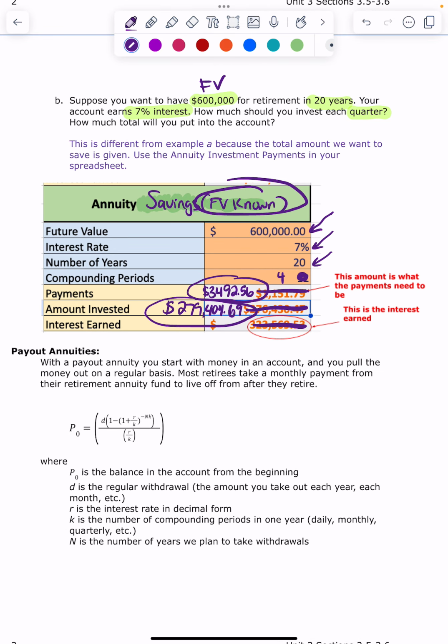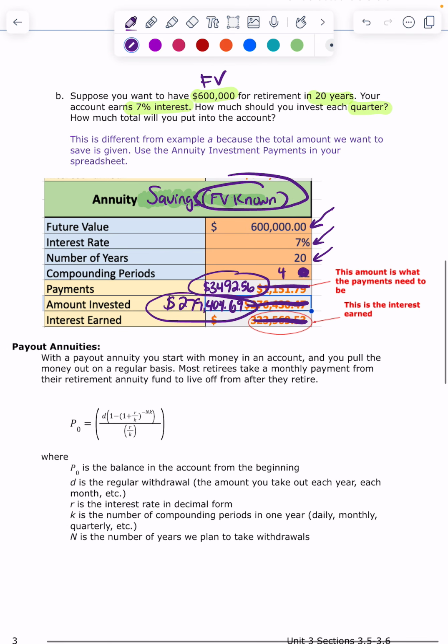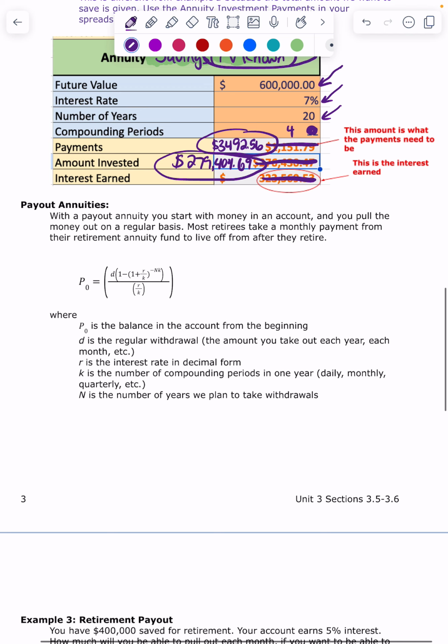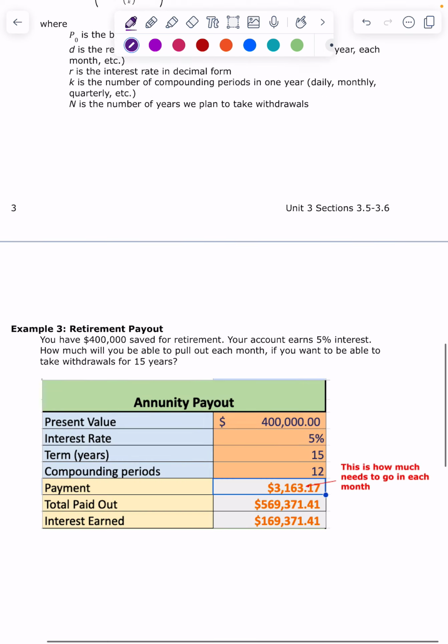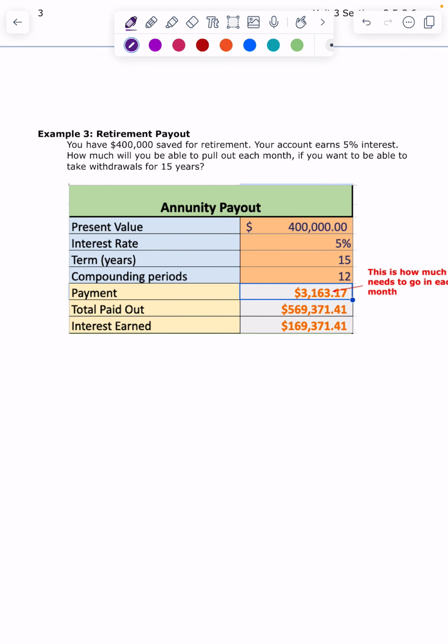All right, so the first two examples we did, those were about savings annuities. So what about once you've already retired and you have all this money saved up, then you're going to use a payout annuity. So a payout annuity tells you, based on how much you're starting with and how many years, compounding periods, and interest rate that you have, how much you'll be able to take out for each period. So most people take their retirement out on a monthly basis, but you don't have to.